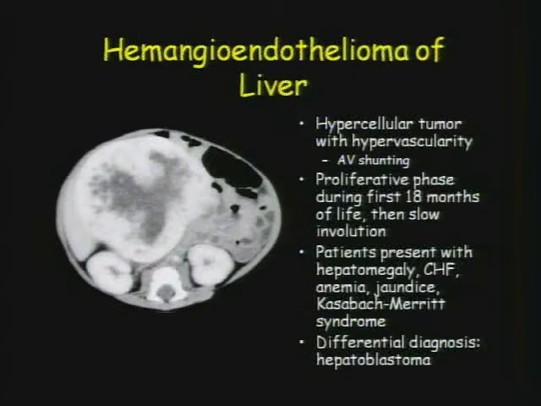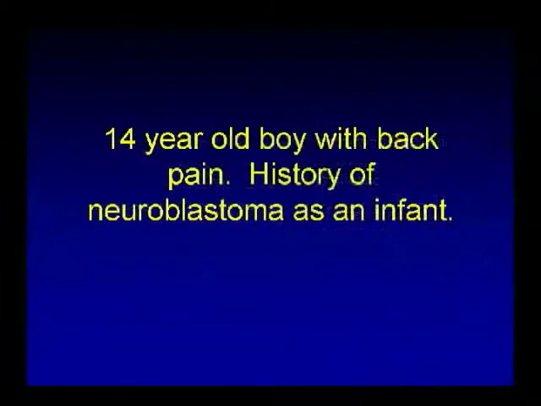Hepatoblastomas are not supposed to shunt, so you shouldn't see the aorta getting much smaller just beyond the takeoff of the celiac and SMA. You should not see big draining hepatic veins. The other thing is the AFP level. The AFP level will usually be sky high in a hepatoblastoma, and babies have mildly elevated AFP levels, so in a hemangioendothelioma it should be not.